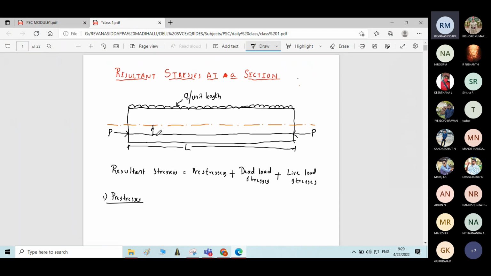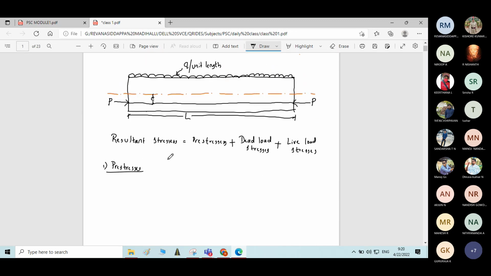See, there is a pre-stressing force which is acting below the neutral axis. That is at an eccentricity e from the neutral axis. Due to this pre-stressing force, what will be the nature of bending of the beam? It will be hogging or sagging? It will be hogging, sir. Yes, hogging. Correct. The beam will be in hogging like this.